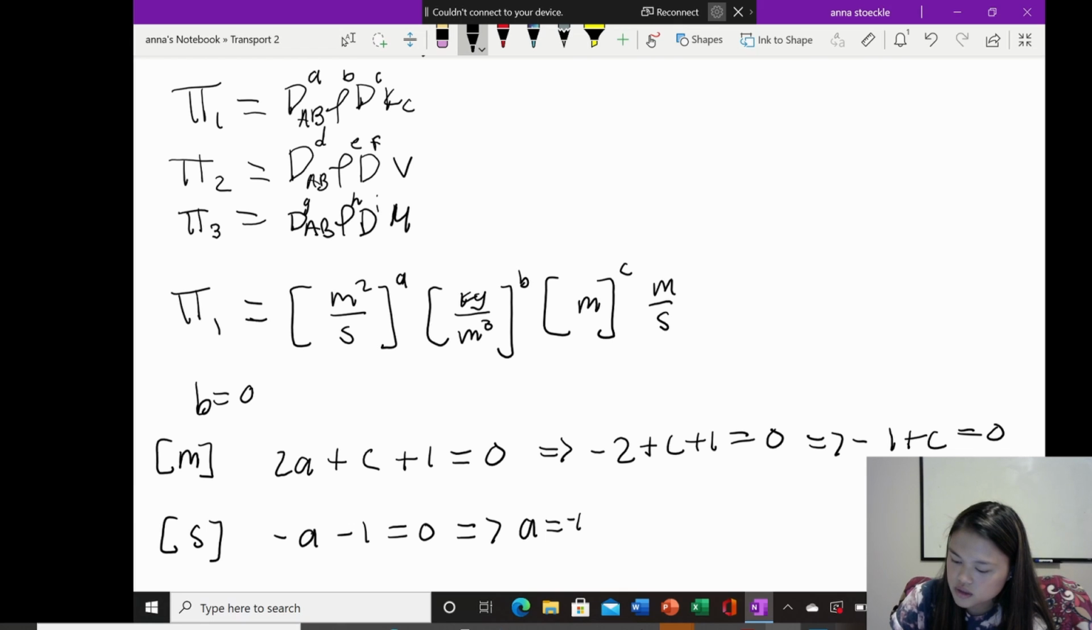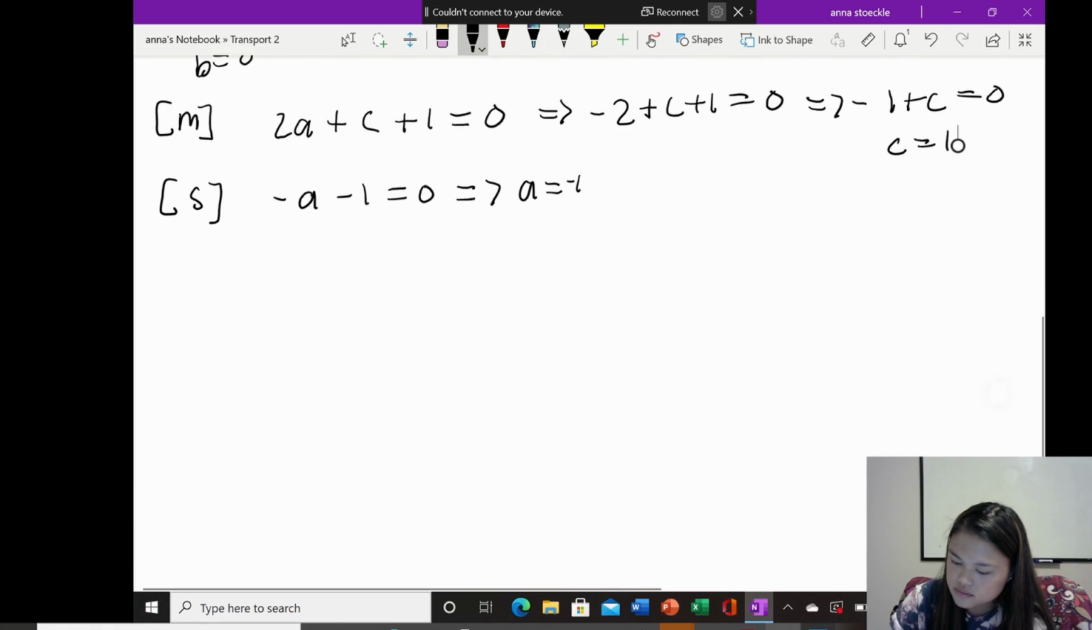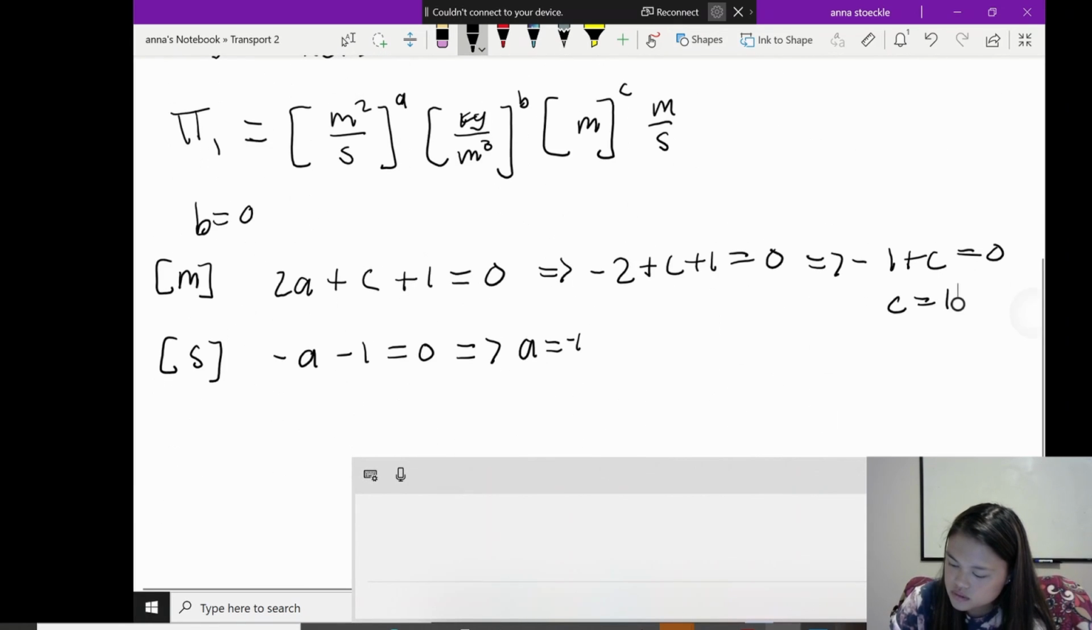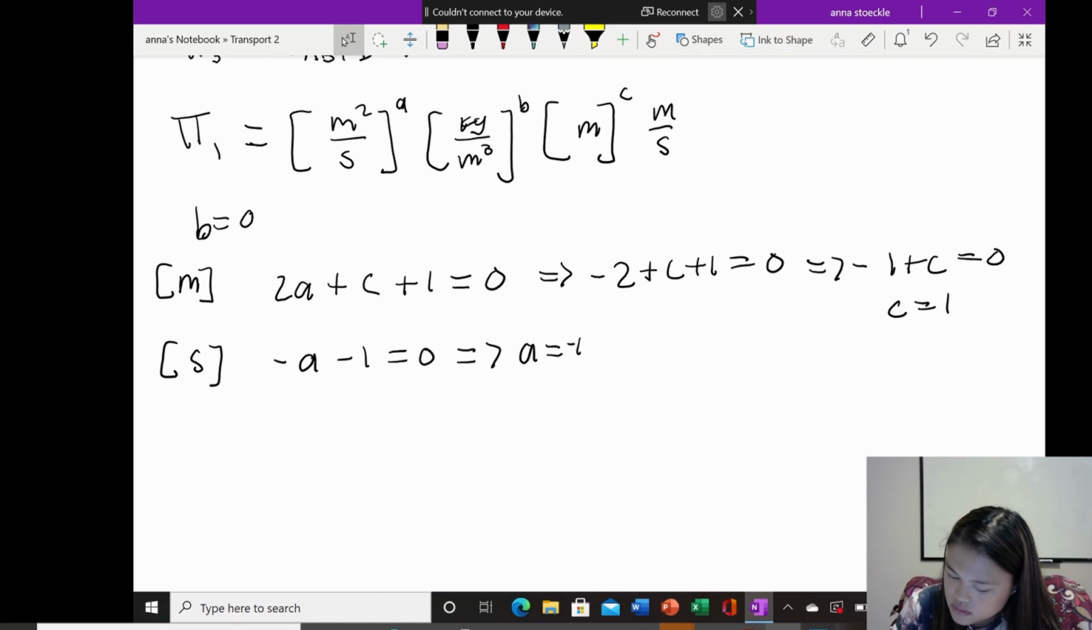So if we write out this again, we will see that the pi group for 1 will be that diffusion coefficient to the negative 1 power. Oh, I can rewrite this actually. So we'll see that that diffusion coefficient is going to be in the denominator.